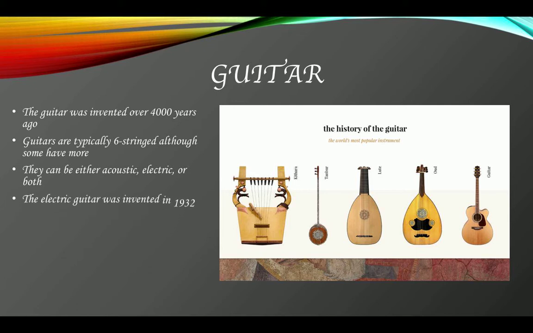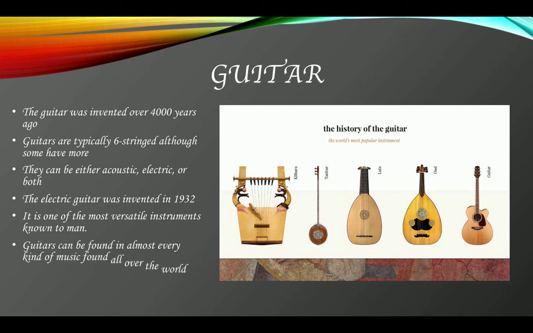Let's see. So the electric guitar was invented in 1932. You see what I'm saying? So the acoustic guitar was invented way before that. The electric guitar is not even 100 years old yet. Now the guitar is one of the most versatile instruments known to man, and probably the most popular instrument next to the drum set, I would say. And you can find guitars in almost every kind of music all over the world.